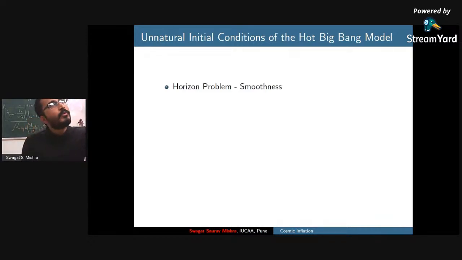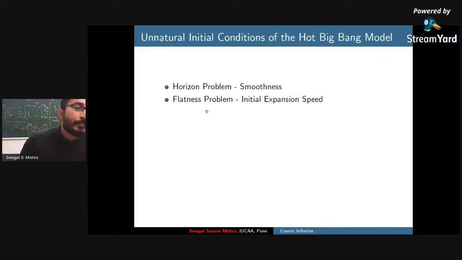So if I see the sky only over 1 degree, it should be smooth. But I'm seeing the entire 360 degrees smooth. So this is the first problem, which is the horizon problem. The second problem has to do with the curvature of space.